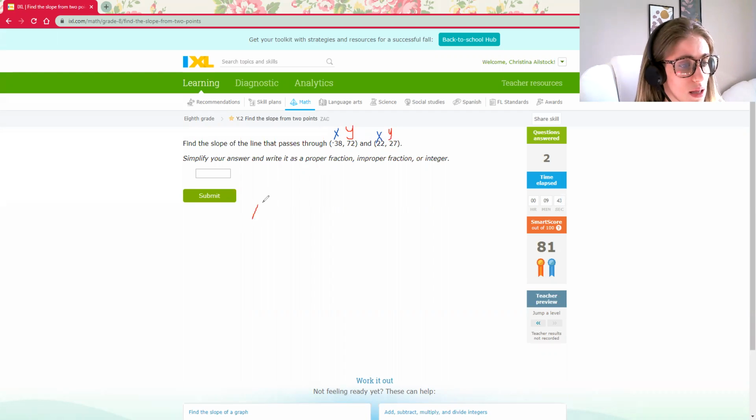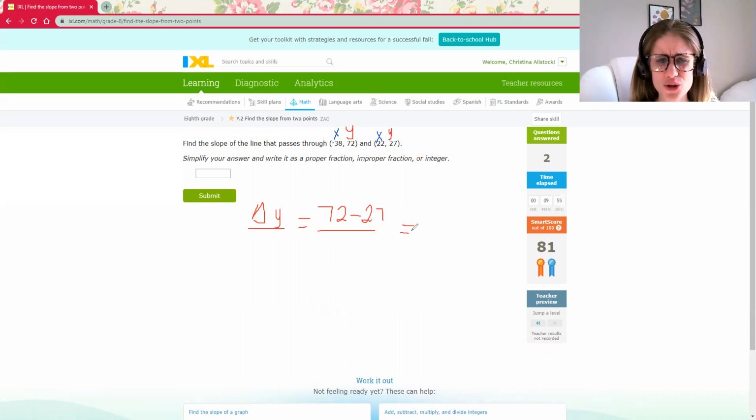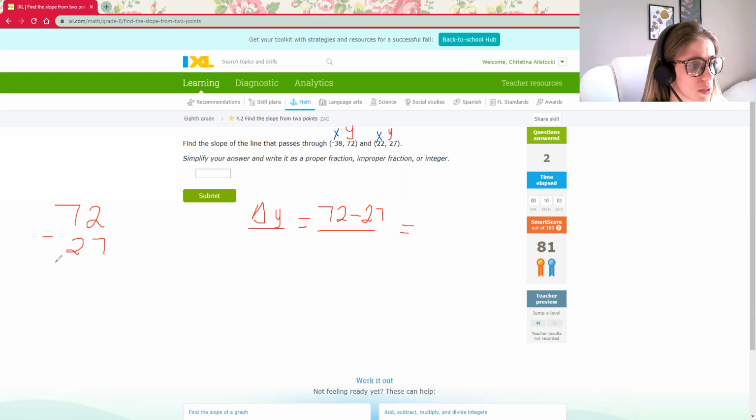All right, let's find our change in y first. First one minus the second one, so 72 minus 27. And like I said, if you're struggling to do that in your head, on the piece of paper off to the side, you can just do the subtraction like you did in elementary school. So 72 minus 27, borrow, so that becomes a 6. 12 minus 7 is 5. 6 minus 2 is 4, so 45.